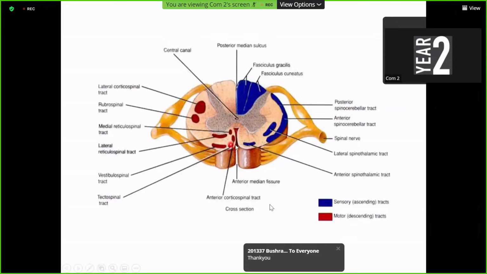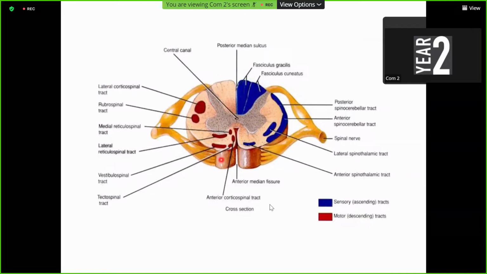The medial and lateral reticulospinal, the tectospinal, the vestibulospinal, and anterior corticospinal, they all are located in the anterior white column. In the lateral white column, you have two motor tracts. One is the lateral corticospinal, and the other one is the rubrospinal tract. Rubrospinal, as I said, facilitates flexors.